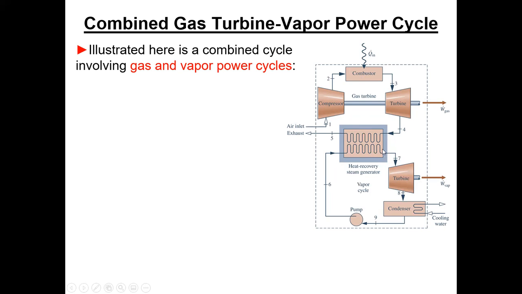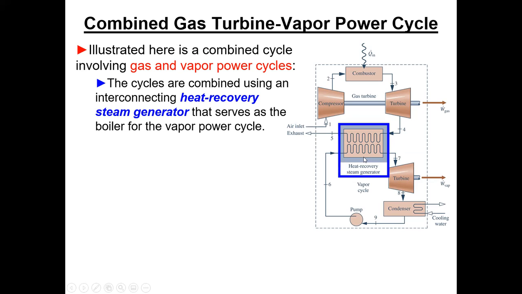So the HRSG makes steam. It goes into a turbine. We drop the pressure as low as we can. Then we condense, got a pump. And so we just operate our Rankine cycle down here on this side of this thing. So that's the simplest version of a combined cycle.